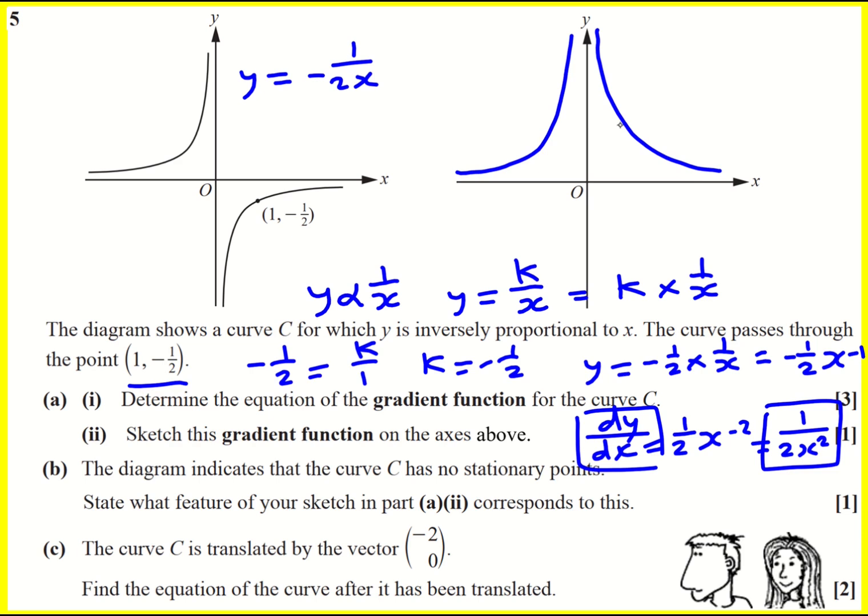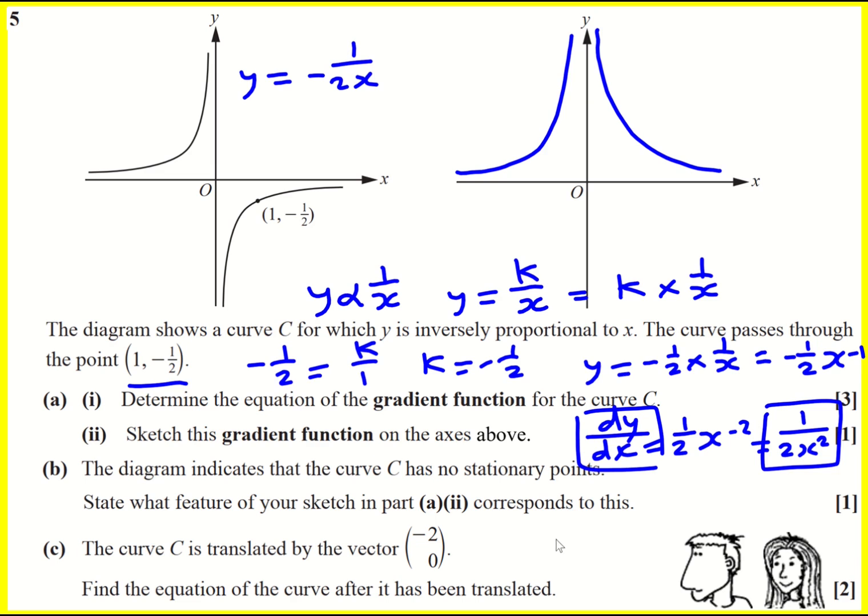So as x gets big, it approaches 0. When x gets small, it just gets bigger and bigger and tends to infinity. This is called an asymptote. Actually, there's two asymptotes. The x-axis and the y-axis are both asymptotes. The diagram indicates that the curve C has no stationary points. State what feature of our sketch in part 2 corresponds to this.